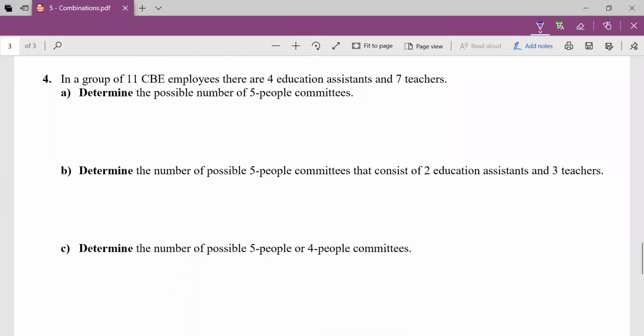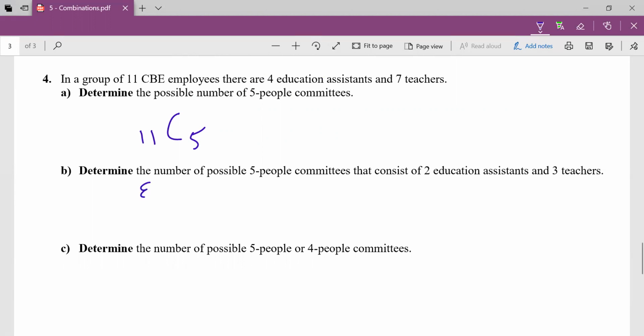All right. In a group of 11 CBE employees, there's 4 ed assistants and 7 teachers. We're going to make a committee, determine the number of possible committees. So again, there's no specific role. I'm not assigning someone to president, vice president, secretary. So it's a combination. So this would be 11C5. B, determine the number of possible 5-person committees that consist of 2 ed assistants and 3 teachers.